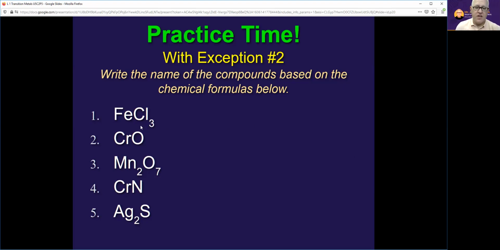So we have FeCl3. Fe is iron. Cl is going to be chlorine. We know we've got 3 chlorines. How are we going to write this? This will be iron 3 chloride. You do the next 2, 3, 4, and 5, and then we'll double check them together.